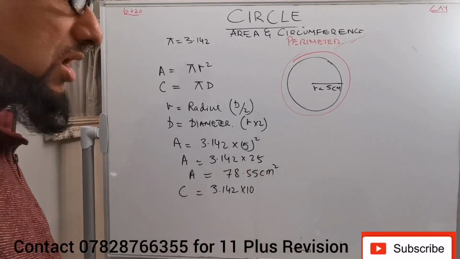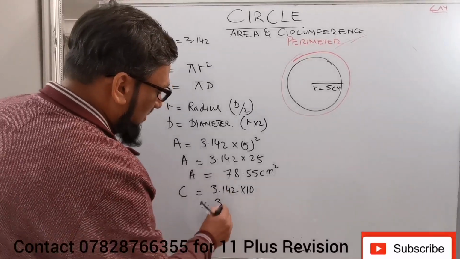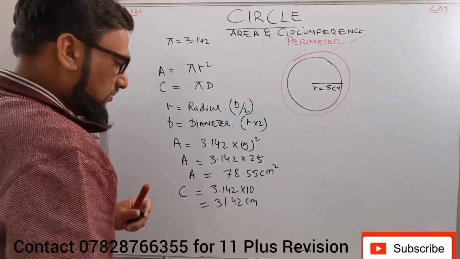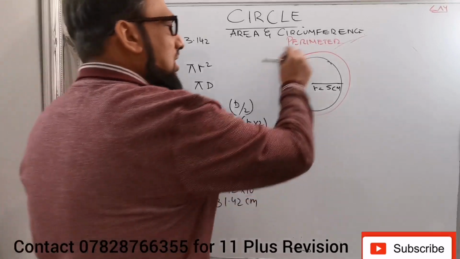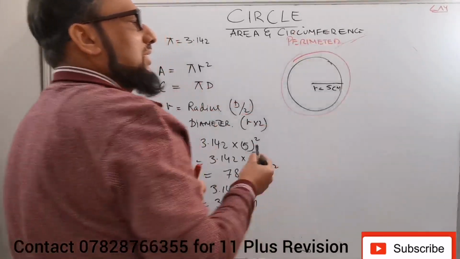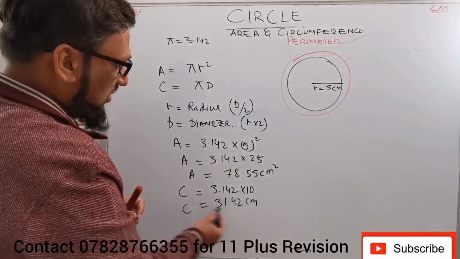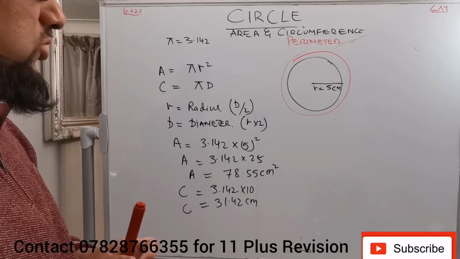So the answer will be very simple. We just move one place of decimal. The circumference is just in centimeters only, because they are giving you the distance around the circle. So the circumference of the circle is 31.42.